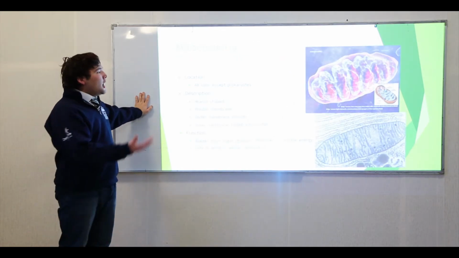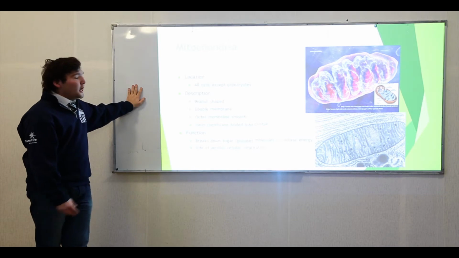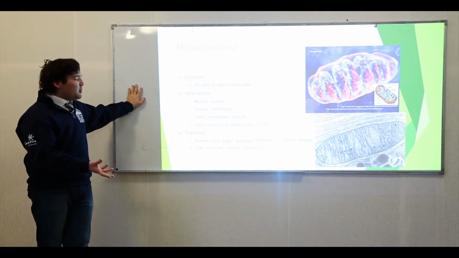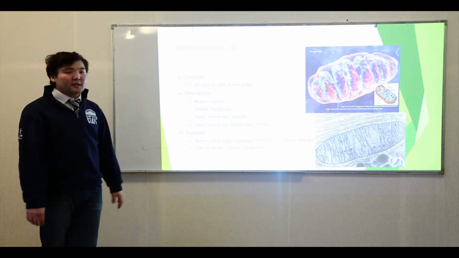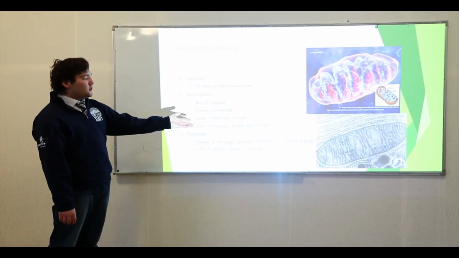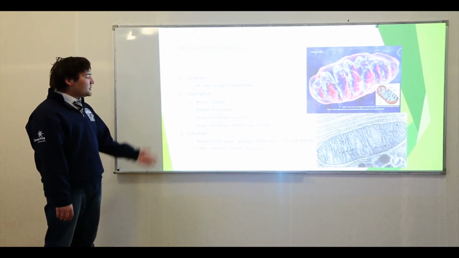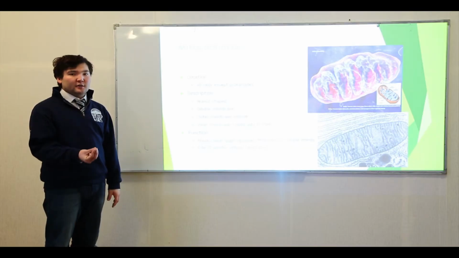Next. Mitochondria. Mitochondria are found in all cells except for prokaryotes. The description of the mitochondria, as you can see in the picture, is that it is peanut shaped and has a double membrane. The outer membrane of the mitochondria is very smooth, and the inner membrane is folded into cristae. The function of the mitochondria is that it breaks down sugar in the form of glucose to release energy. Another function is that it is the site of aerobic cellular respiration, which means that it makes ATP in the cell. Next.